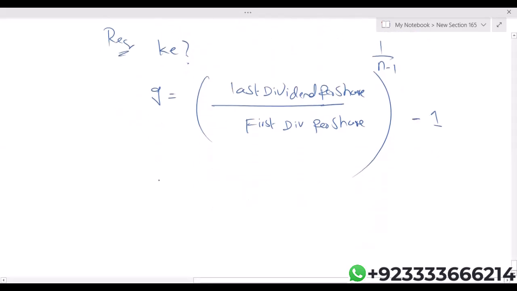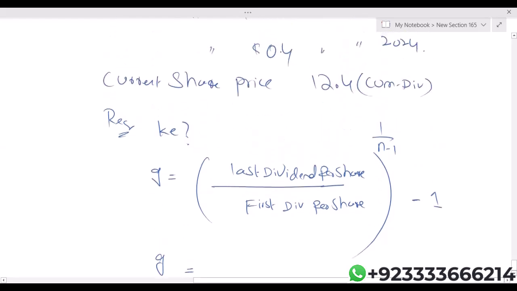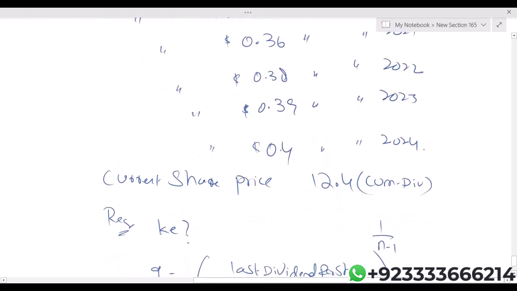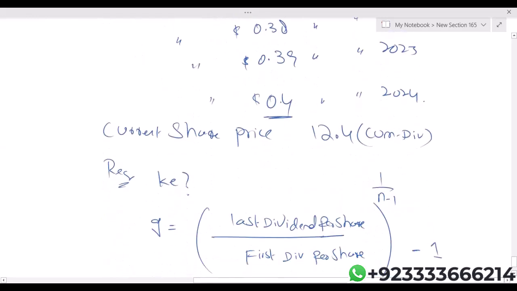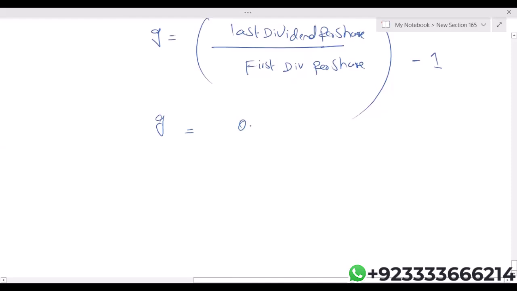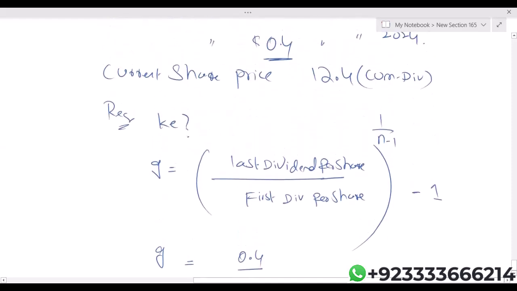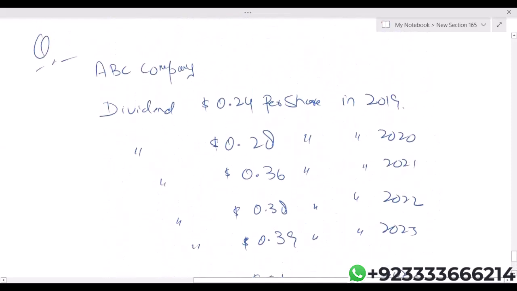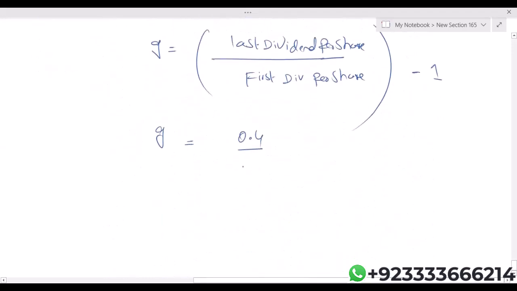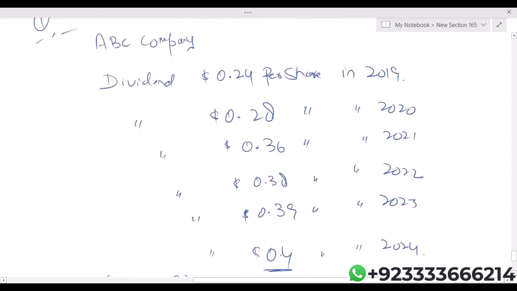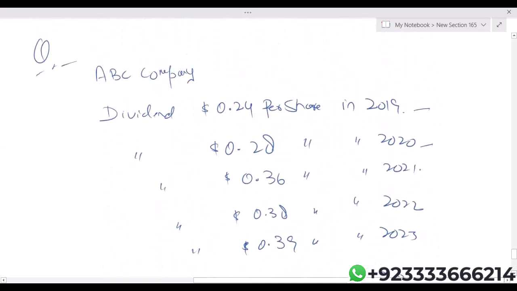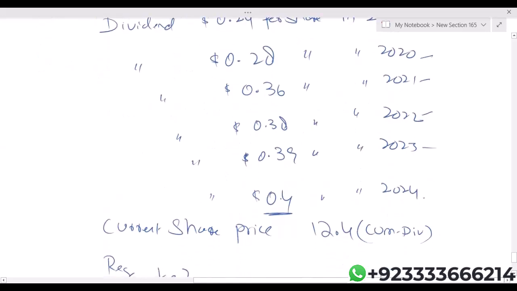Now let's apply. Then I'll show you how to apply it in Excel as well, so that you should not have any issue at all. The last dividend is 0.4, okay? In our question, the first dividend is 0.24. Let's count the time period: 1, 2, 3, 4, 5, 6. Students, we have been given the information of 6 years of dividend.